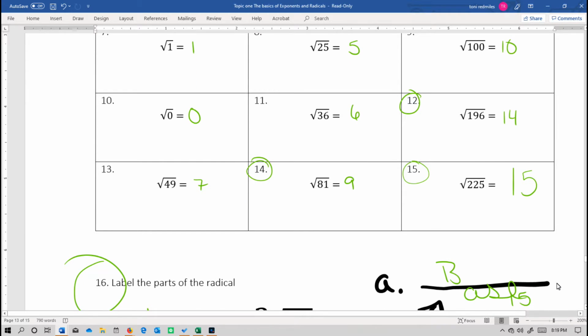But then one's like 12, I could break down. I could say, well, I know this is even, right? I know this is even. So 2, 9, 98. 2 times 98. Okay, 2 is prime. Let me break down this one.